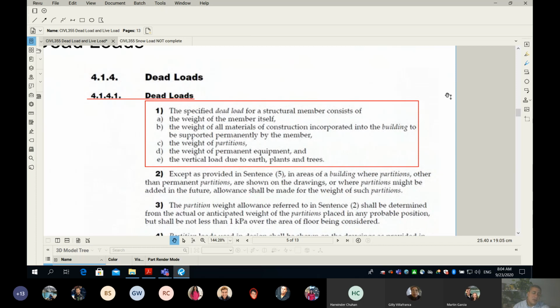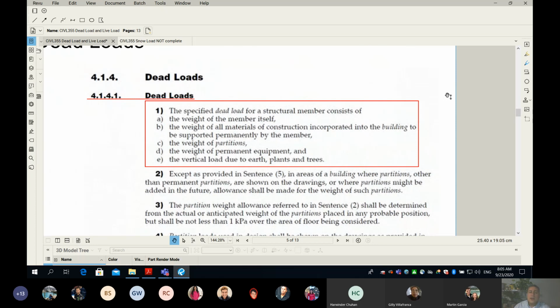When you start reading about what constitutes a dead load, it is simply number A. Number A is the weight of the member itself. In my classes, I'm always going to refer to this as self weight, member self weight, and this applies to slabs, beams, and columns. And in my class today, you will learn in detail how we estimate that number.